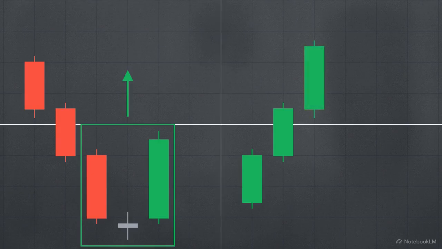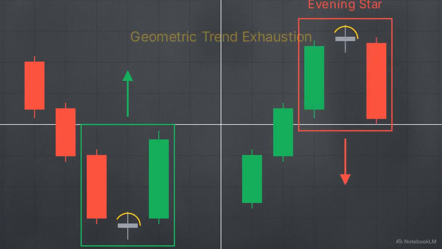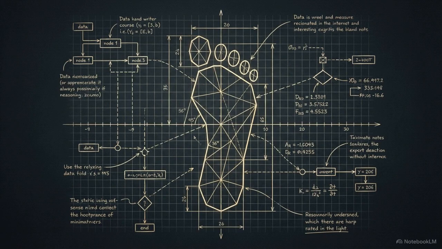Precision is also found in morning star and evening star formations, three candle sequences that appear at the edges of a trend. These formations pinpoint geometric trend exhaustion and mark immediate reversal nodes. These footprints serve as visual proof of institutional capital being actively deployed at specific price levels.